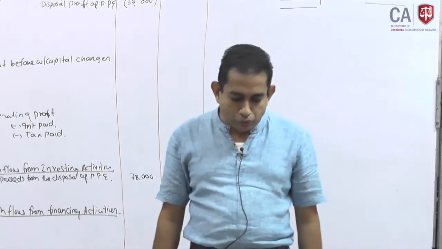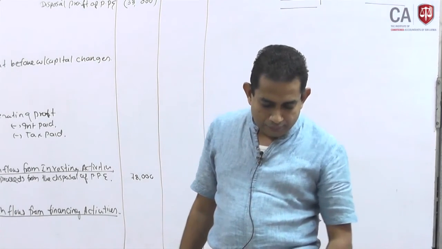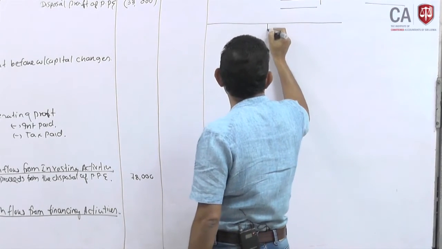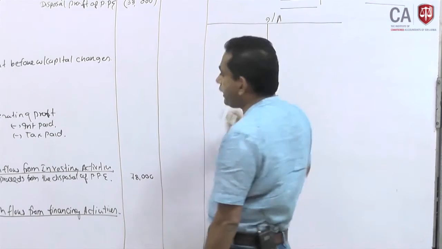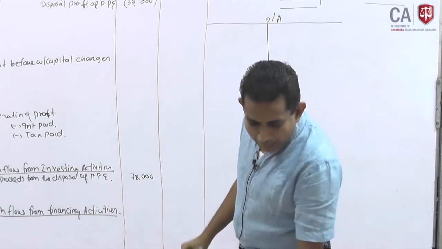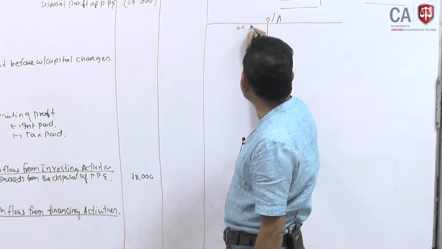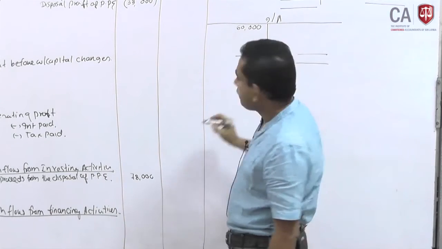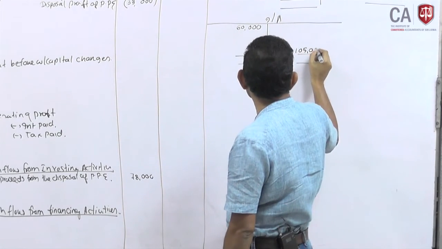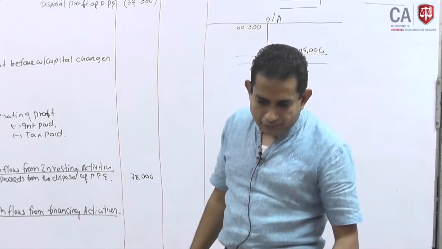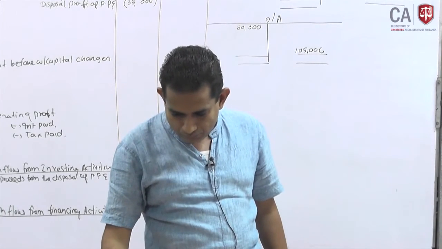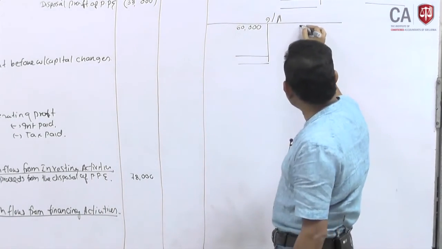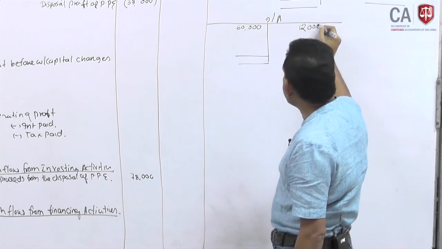Intangible assets were amortized by rupees 12,000 during the year. Let me open up a simple T account for intangible assets and let us incorporate opening and closing balances. Intangible assets opening balance 60,000, closing balance 105,000. Amortization of intangibles during the year was 12,000, credit to intangibles, and this is debited to profit and loss.